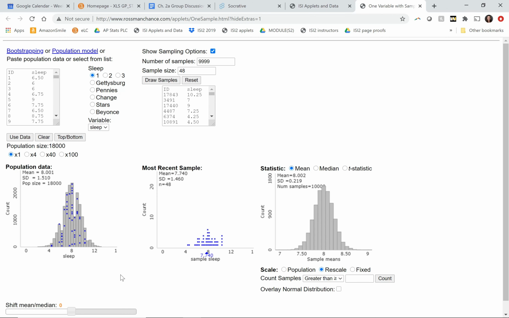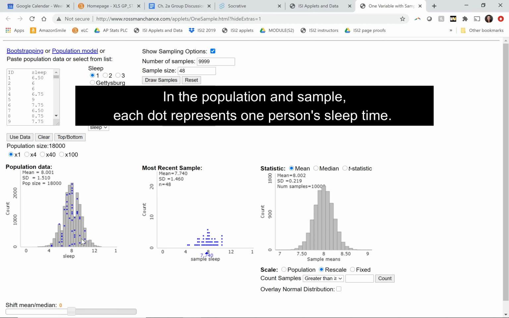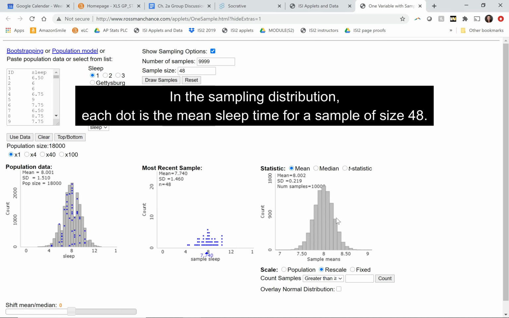The next question asks, in these first two graphs, what are the dots representing? Every dot in these graphs represents one person and their sleep times. So like in this most recent sample, we've got 48 people and we have a sleep time for each. Whereas in the third graph, if you think about this as being made of dots, these are not individual sleep times anymore. These are sample means.